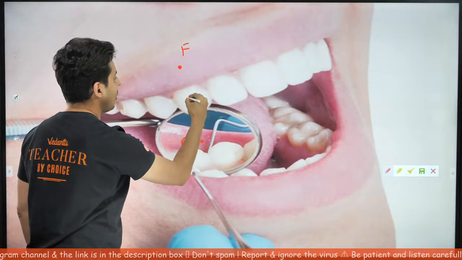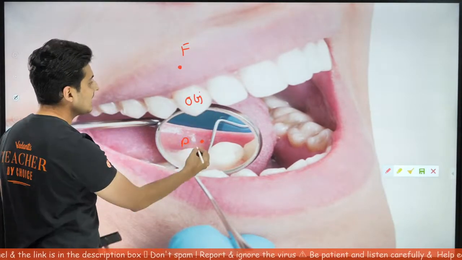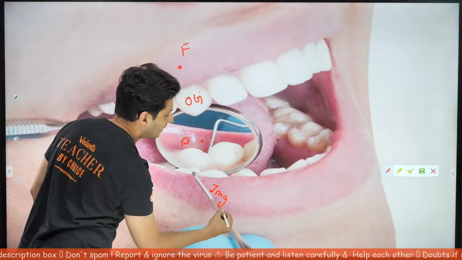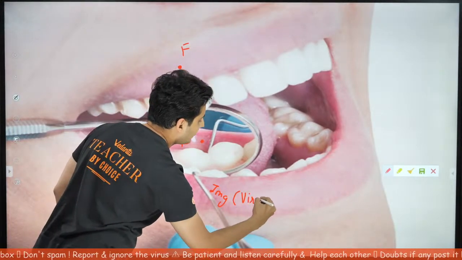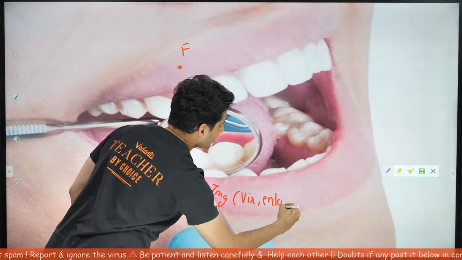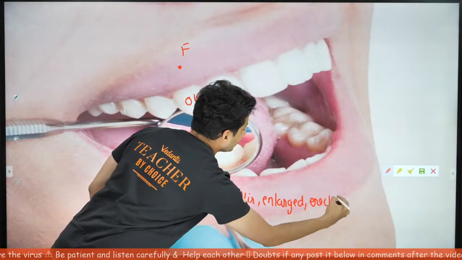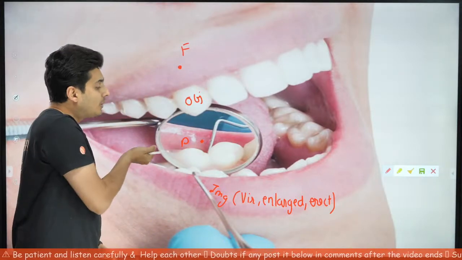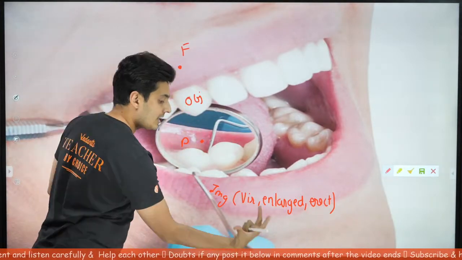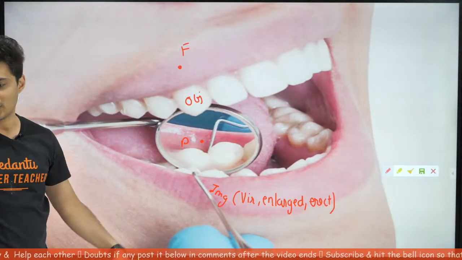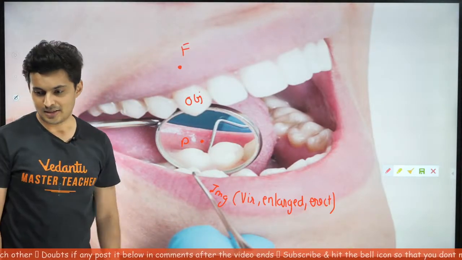So when this is the object, you will see that this object's image will be formed over here, and this will be virtual and it will be enlarged. It will be virtual, enlarged, and also erect. So that means if you see from here, you're going to see this teeth here, and you're going to see it big, enlarged, and erect. That's what it is. Important.